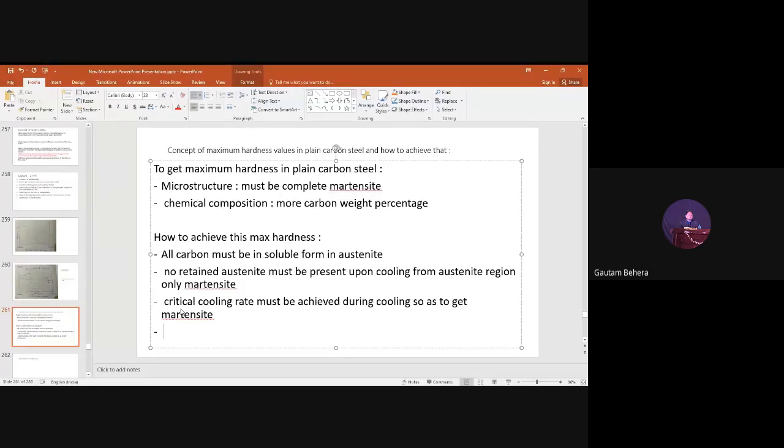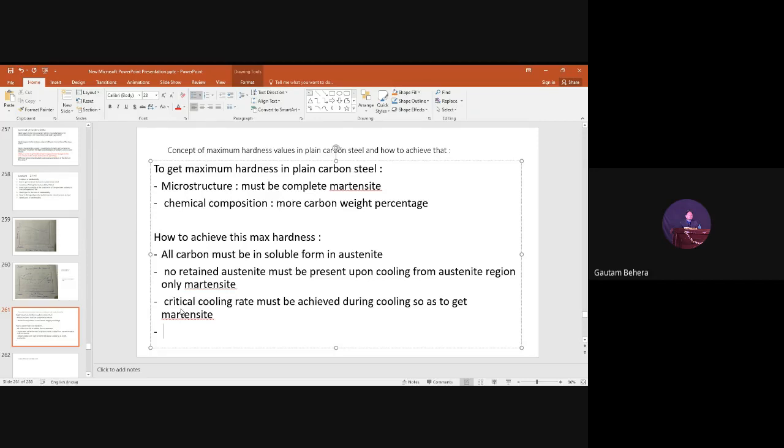Anything is fine. And the point is, it is just like a tangent. That critical cooling rate curve is just like a tangent to the nose of the C curve, right? So if you want to form martensite, the cooling rate should be higher than the critical cooling rate, or equal to the critical cooling rate, that is also fine.